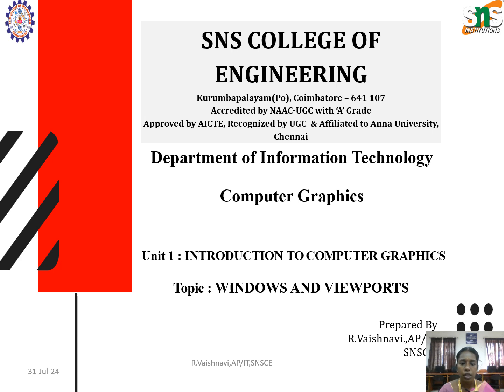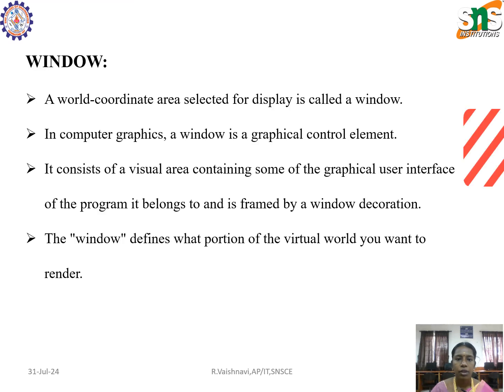Now we are going to see about windows and viewports in computer graphics. First one, windows. The world coordinate area selected for display is called the window. In computer graphics, the window is the graphical control element. It consists of the visual area containing the sum of the graphical user interfaces of the program it belongs to, and it is framed by the window decorations. The window defines what portion of the virtual world you want to be rendered.